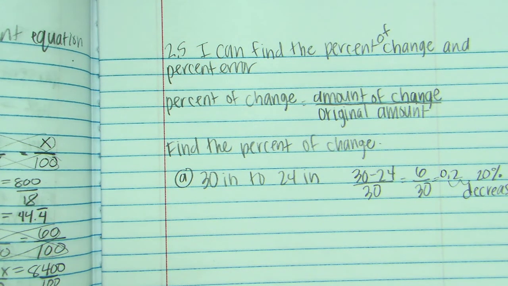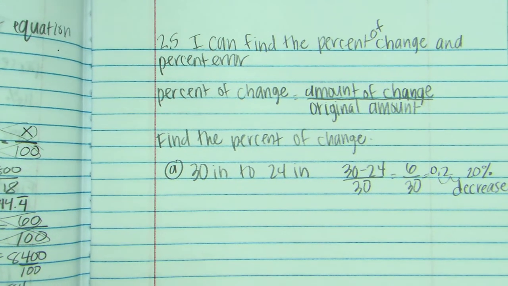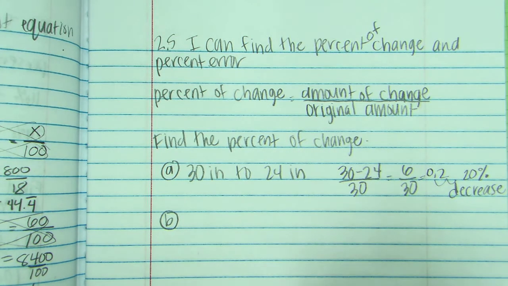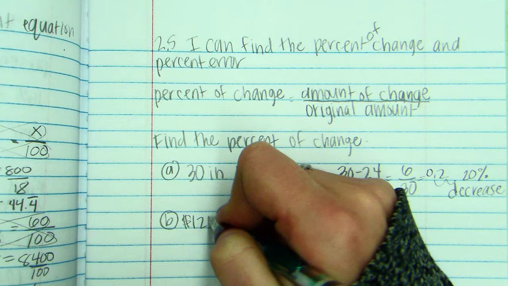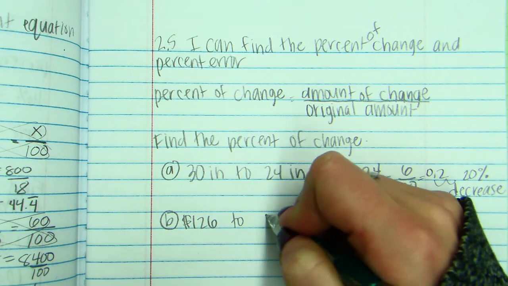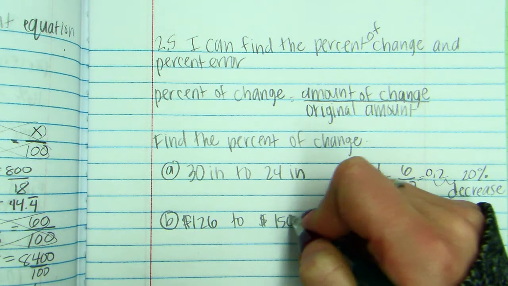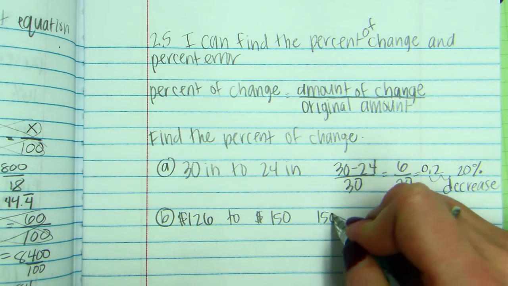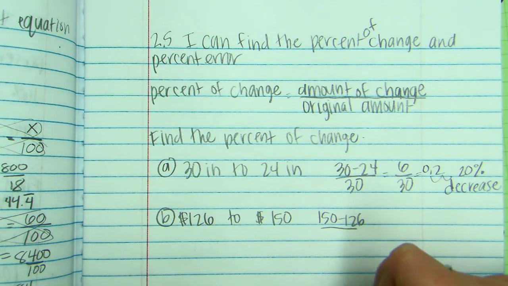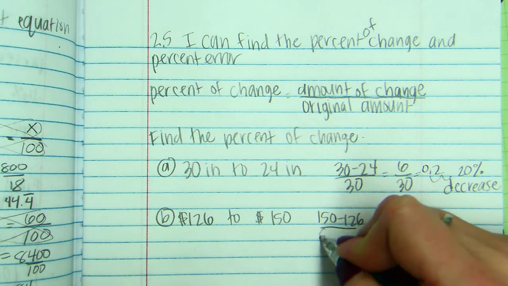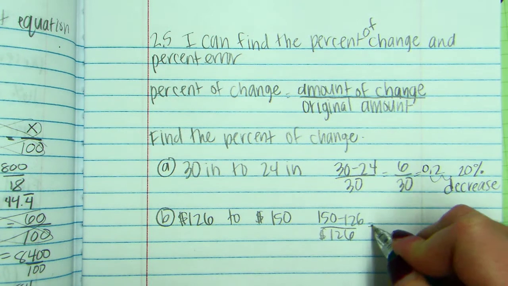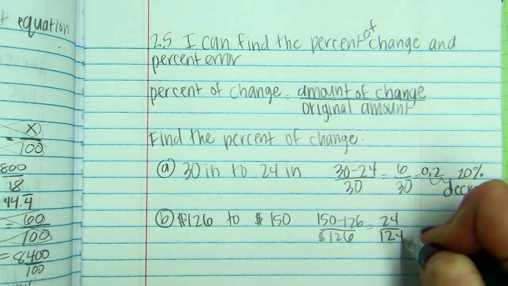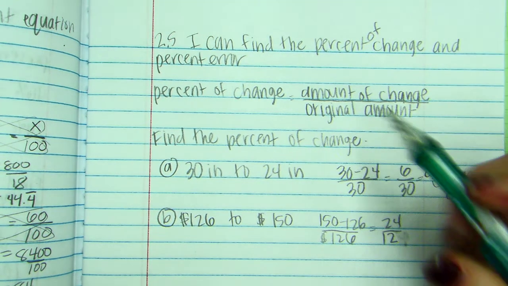Okay, let's do another one. Let's do example B. We're going to find the change from, let's say you had $126 one week, then later you had $150. First we have to find the amount of change, so 150 minus 126 will give us the amount of change, divided by the original. The original amount was $126. So 150 minus 126 is 24. Oops, that should be a 6. Divided by 126.